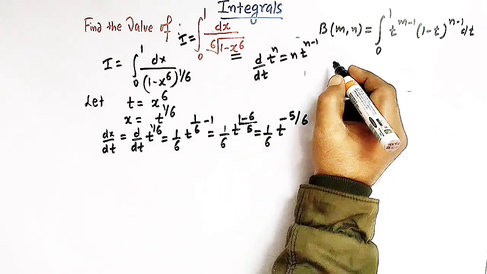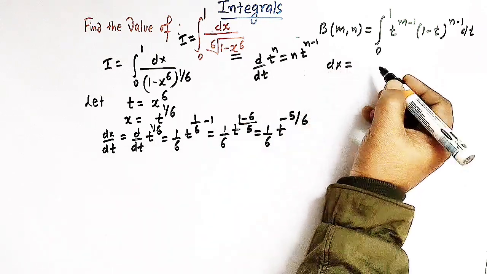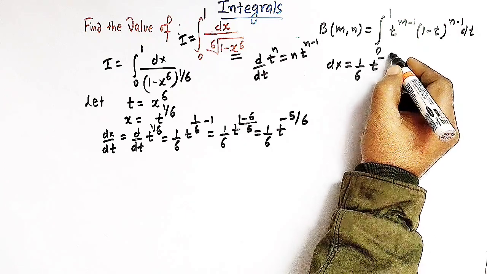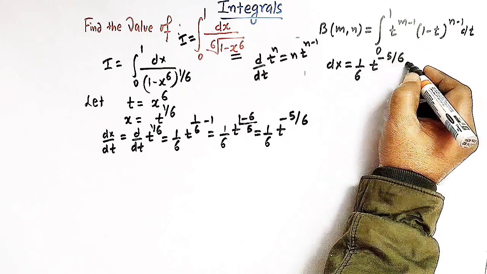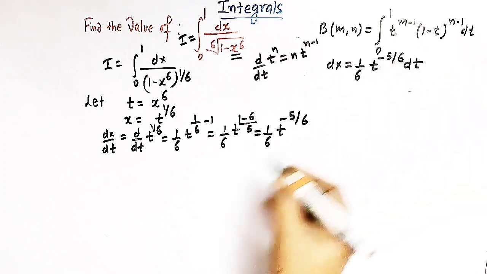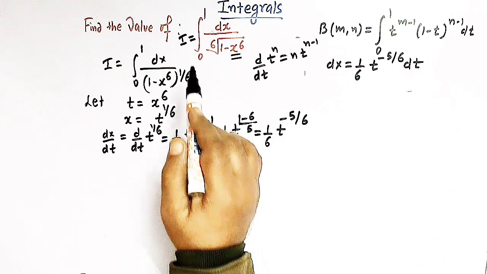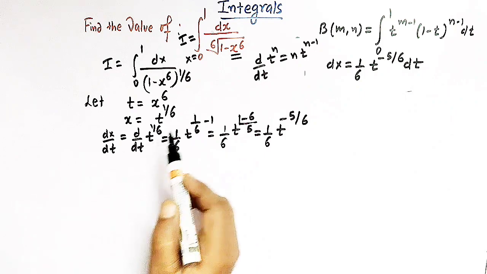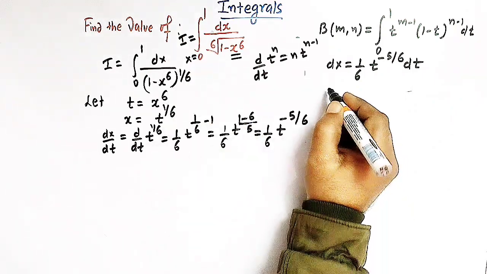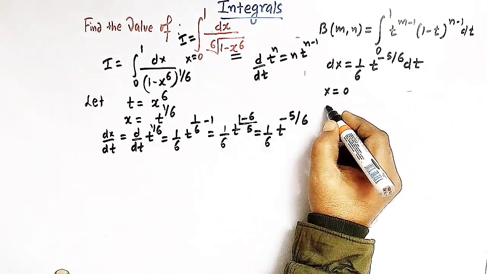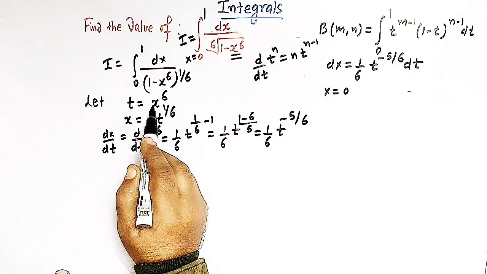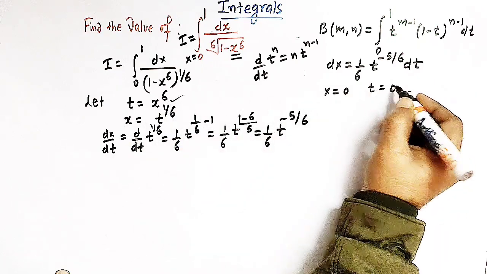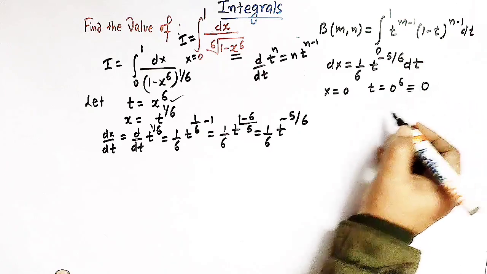So now we can write dx is equal to 1 over 6 times t raised to minus 5 over 6 dt. Now let us change the limits accordingly. Here x varies from 0 to 1. So when x is equal to 0, the value of t can be obtained from this relation. We have t is equal to 0 raised to 6, that is simply 0.